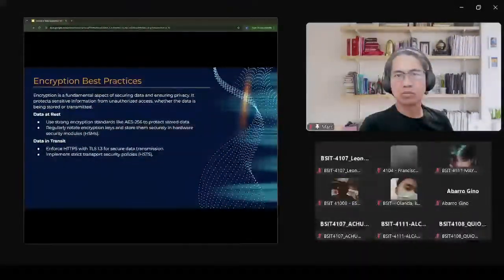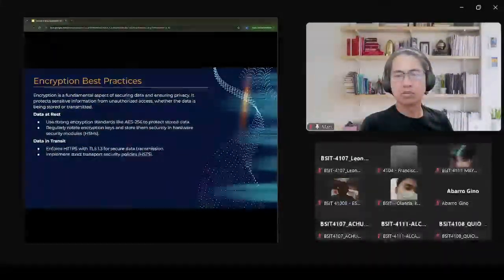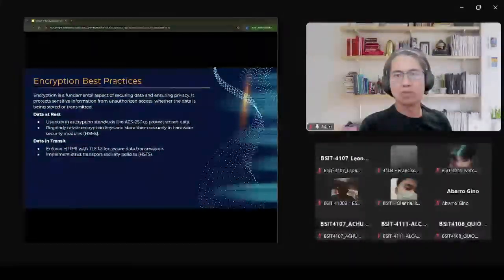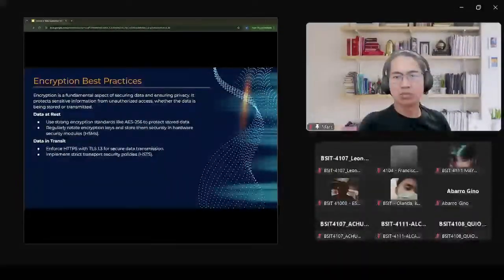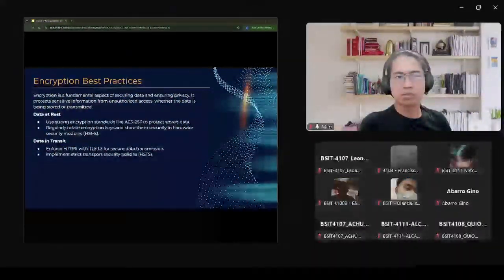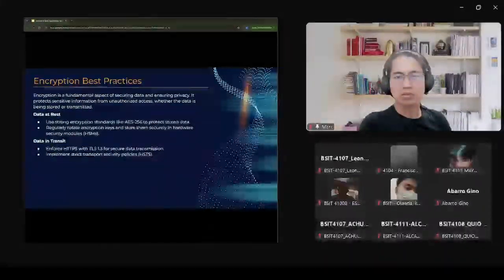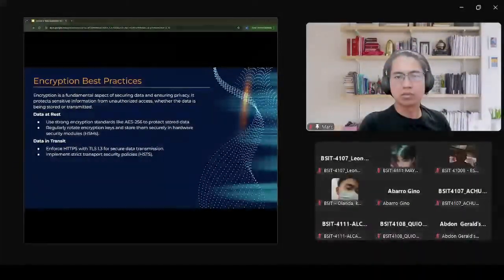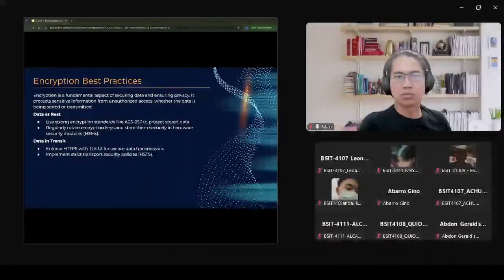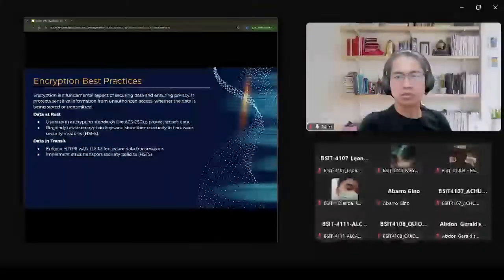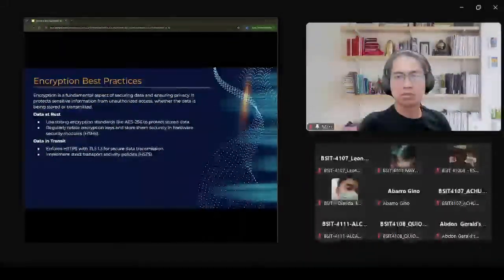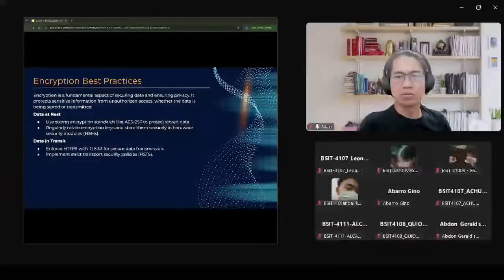TLS 1.3 is the latest and most secure version of the TLS protocol, offering significant improvements in both security and performance over earlier versions such as TLS 1.2. It uses modern cryptographic techniques to prevent attackers from intercepting or tampering with transmitted data. An example is when users make payments on an e-commerce platform: HTTPS ensures that sensitive information such as credit card details, billing information, and shipping addresses are securely transmitted to the server.